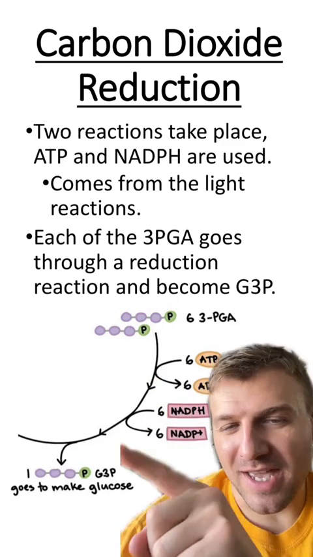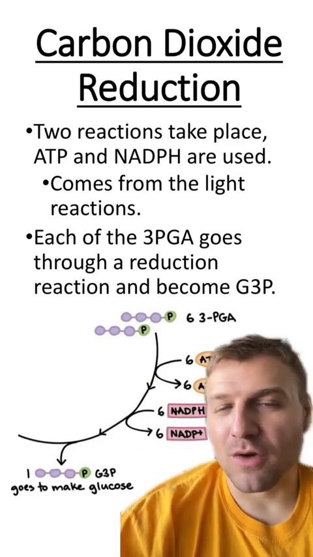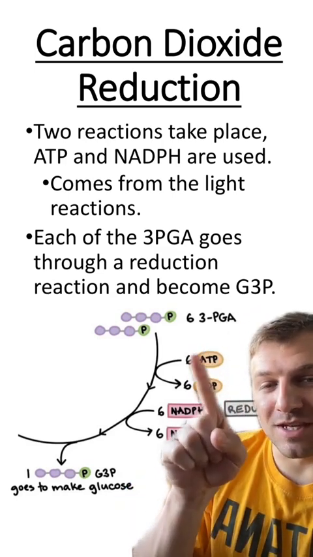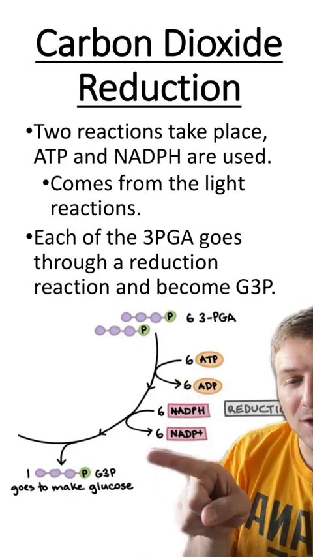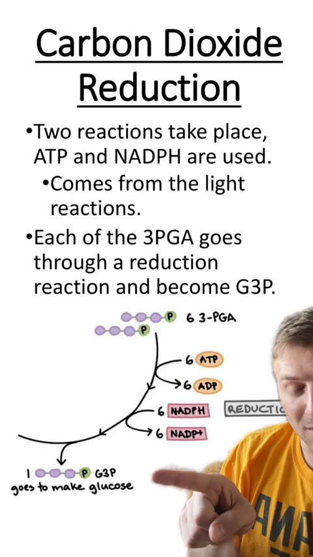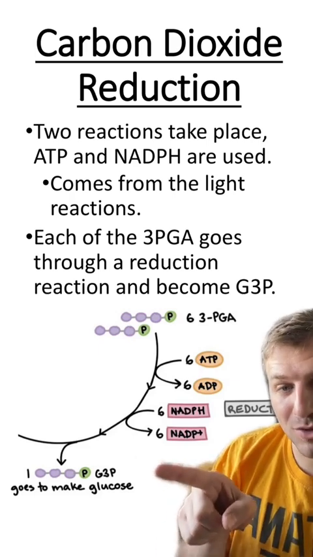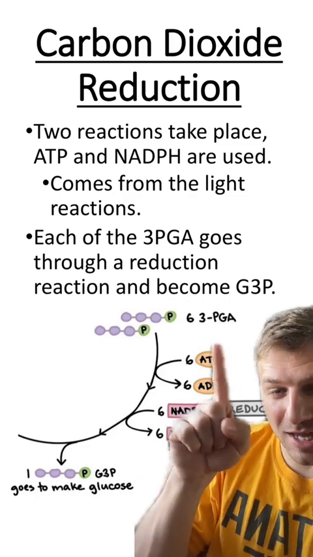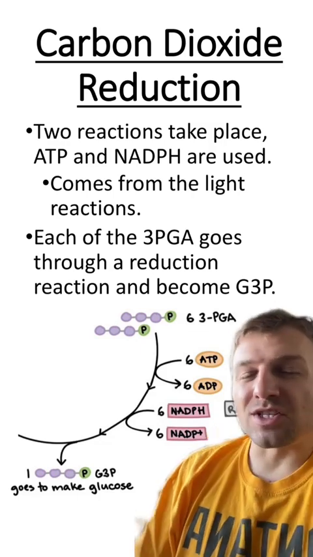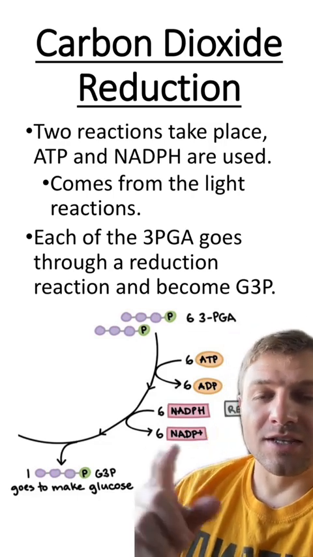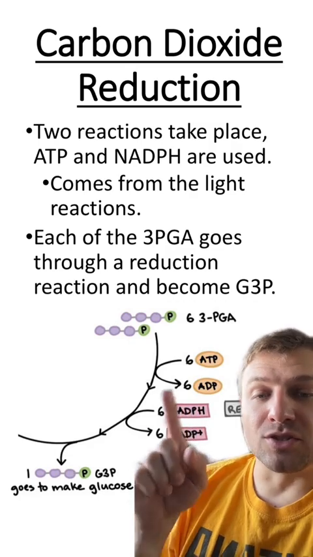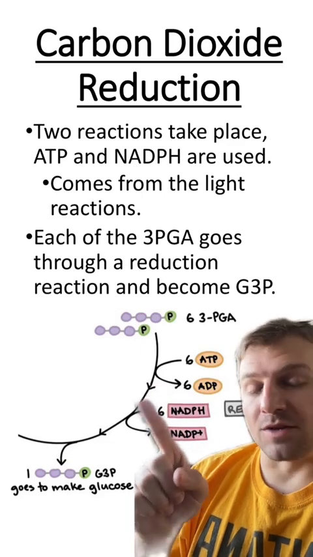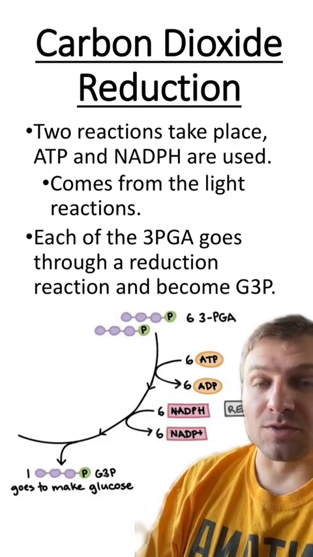There is a series of enzymatic reactions that are going to go on here, but we don't focus on those specific enzymes. All that I want you to remember is that these 3-PGA molecules are going to be changed into a molecule that's called G3P. These G3P molecules will also have 3 carbons, and they look identical to 3-PGA, but structurally they are different. The reason why they call this carbon dioxide reduction is that these molecules, the 3-PGAs, are gaining electrons, which means they're being reduced.